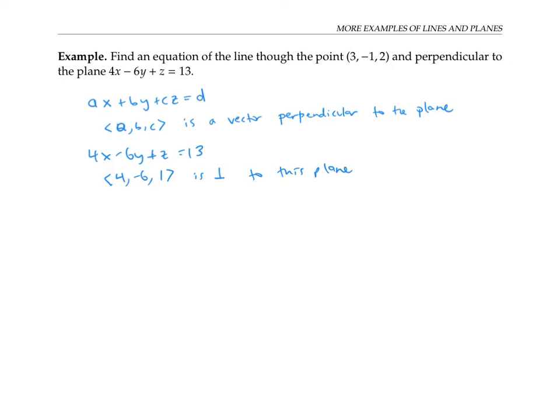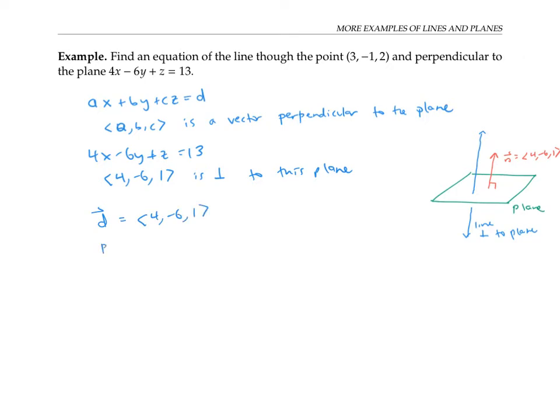Well, if we want a line that's perpendicular to the plane, then the line must be going in this direction. So I'll write the direction vector of the line is (4, -6, 1). And the point it goes through, or a point it goes through, is (3, -1, 2).